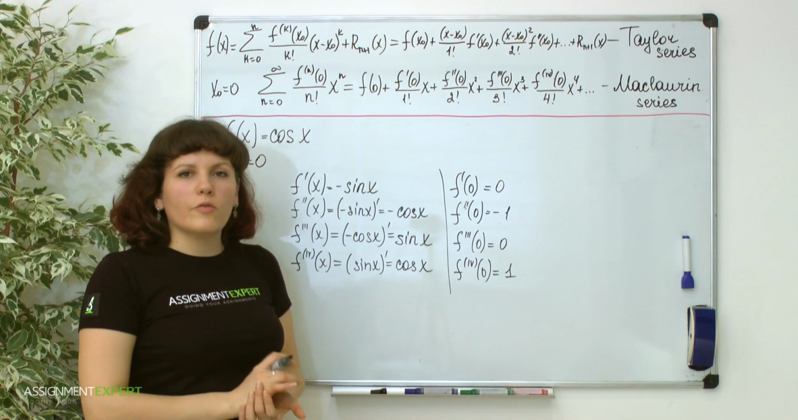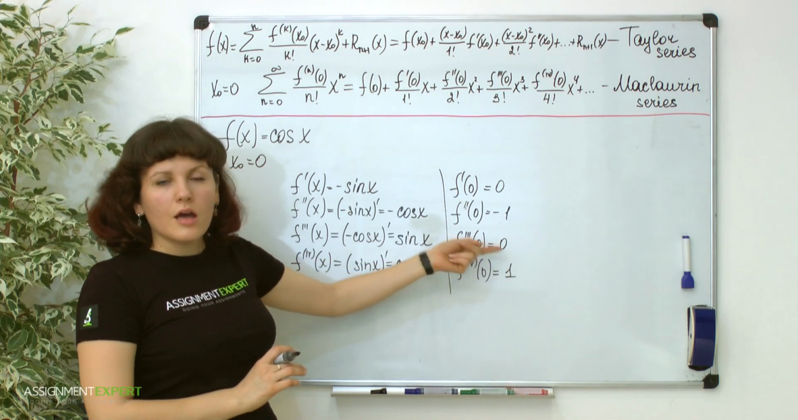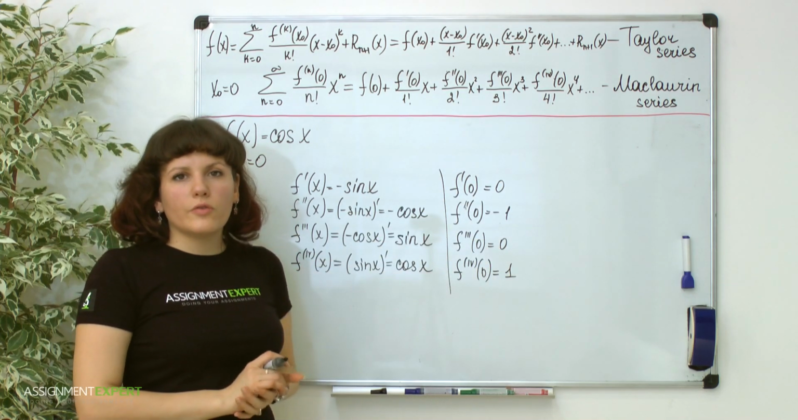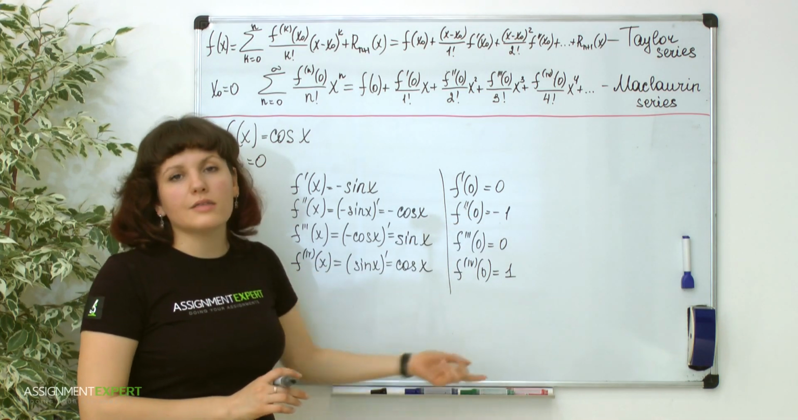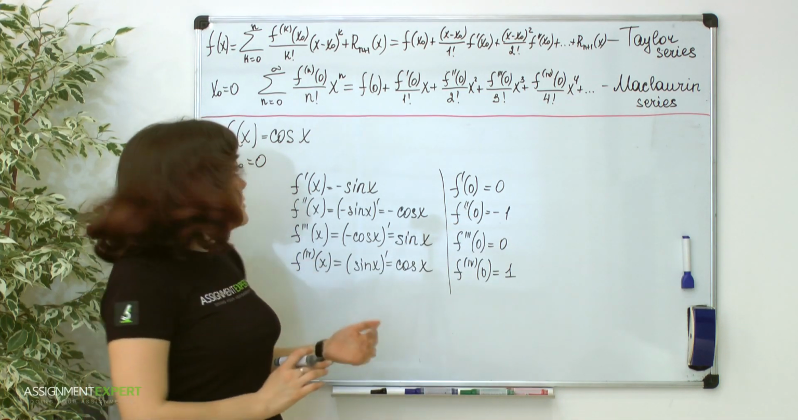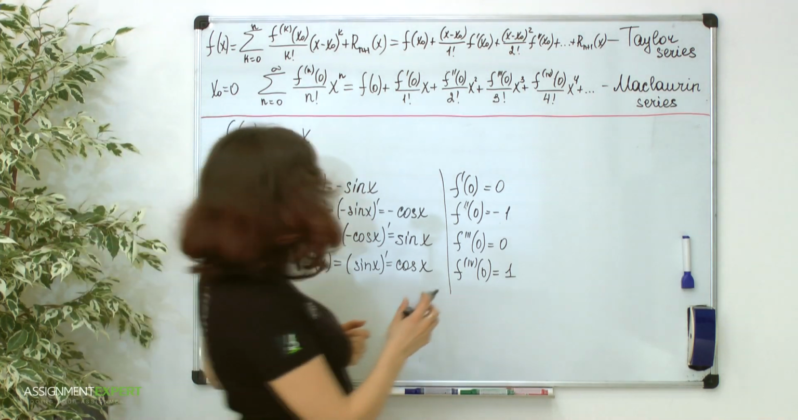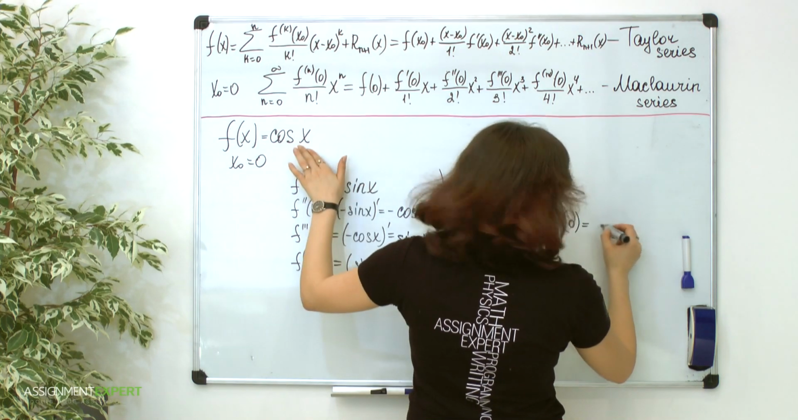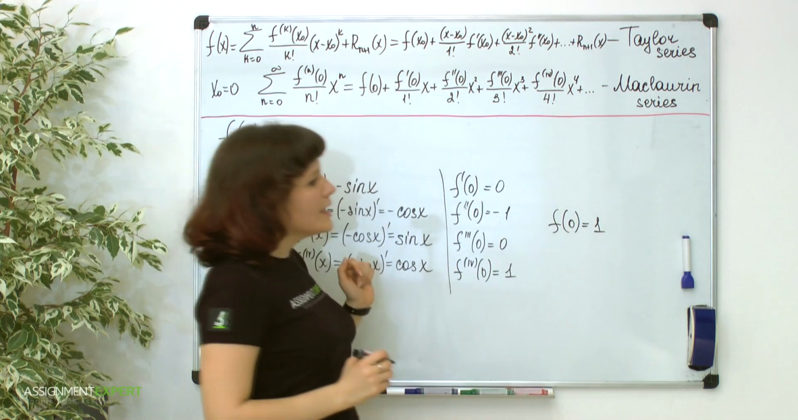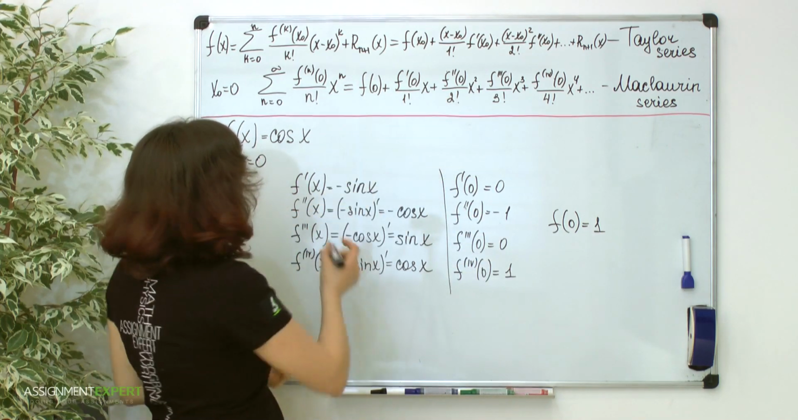Hence, odd powers of x are absent because besides them there are zeros. Also, signs in front of even powers alternate, beginning with minus, then plus, then minus, and so on. Also, we need the value of our function at the point 0. F of 0 equals 1. Let's substitute all this stuff into our general formula.